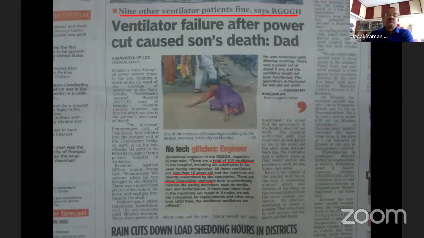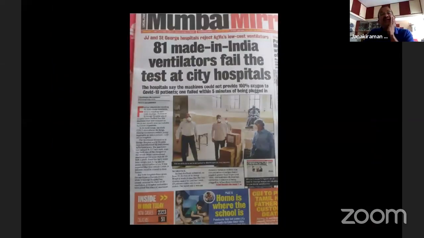According to the Ministry of Health and Family Welfare, every 100-bedded hospital is supposed to have 6 biomedical engineers. 6 engineers for every 100-bedded. If the beds multiply, you have to increase the number of engineers. 81 made-in-India ventilators failed the test at City Hospital. This was last week, just a few days before. This is for COVID.